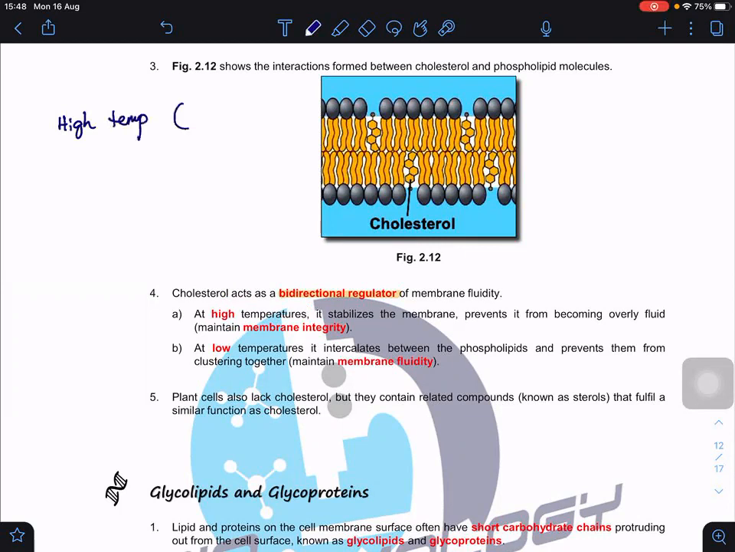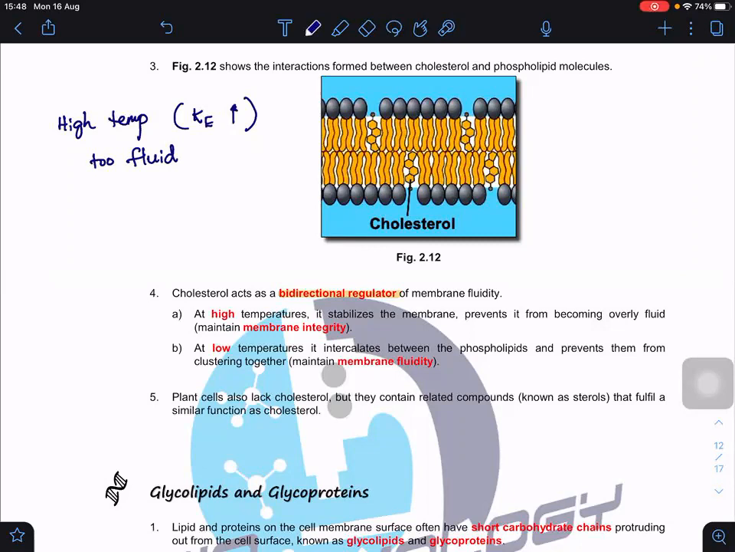High temperature means that the kinetic energy will be high. So the membrane tends to be too fluid. Try to imagine the vibration. If we don't have something to help them, they are too fluid until the membrane is too fragile and the membrane will lyse. So the cell will die.